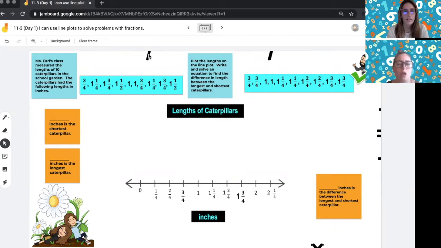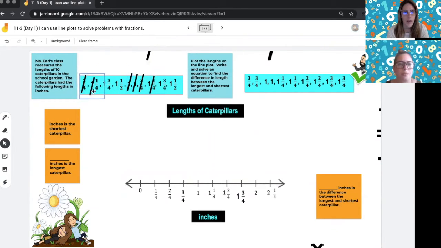So let's start with the shortest fraction. The shortest length of the caterpillar listed is 3/4, and there's 2 3/4. So let's cross those out. Got it. The next shortest is 1 inch, and there's 2 1 inches. 1, 2, got them. And the next shortest caterpillar is 1 1/4, and there are 2 caterpillars that are 1 1/4 inches.